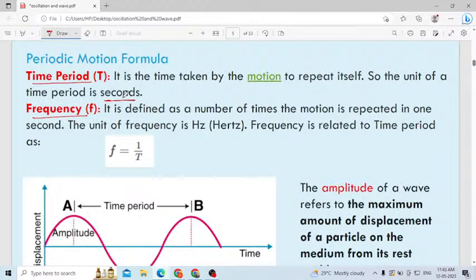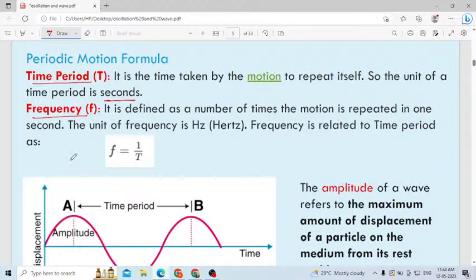Already I told you periodic motion is a motion that repeats itself at equal intervals of time. To repeat the motion, how much time does it need, whether 10 seconds, 20 seconds or 30 seconds? Assume in one particular motion, every 10 seconds it gets repeated. Then the time period of that motion will be 10 seconds. Understood now? Time period is nothing but the time taken by the motion to repeat itself. So the unit of time period is second.